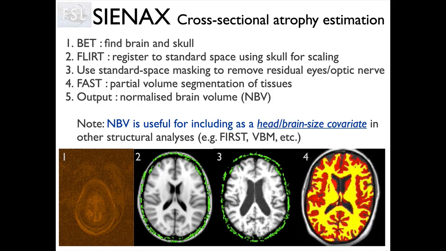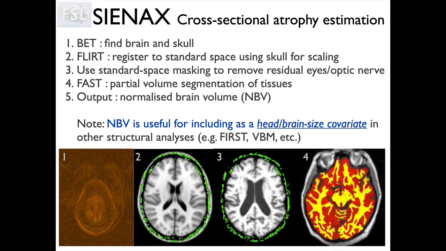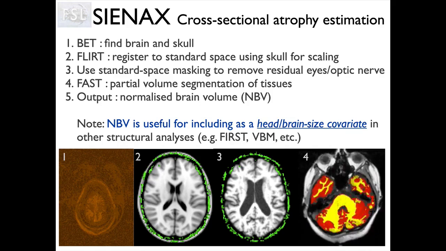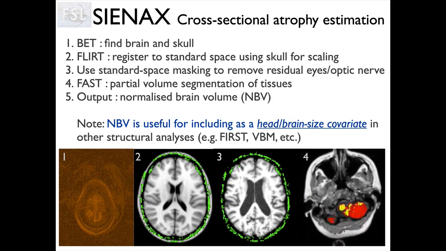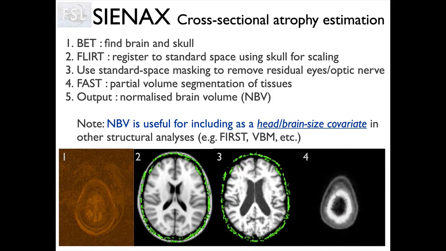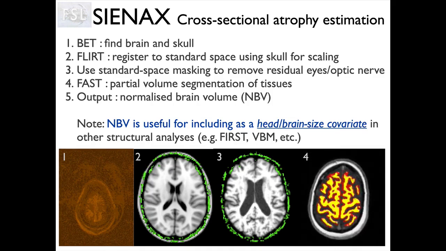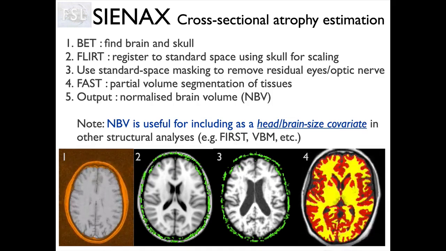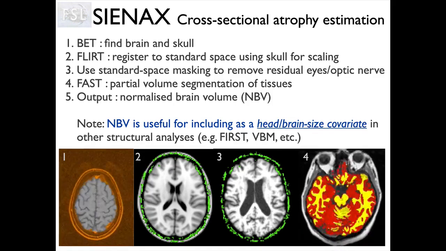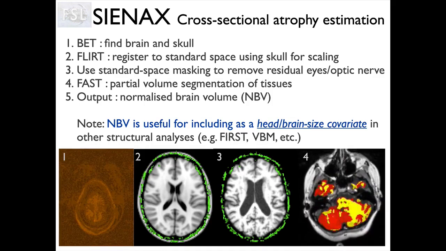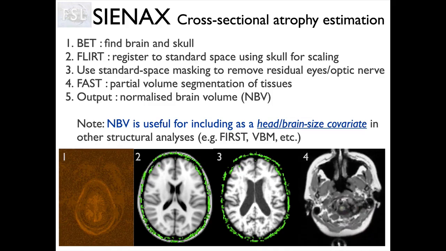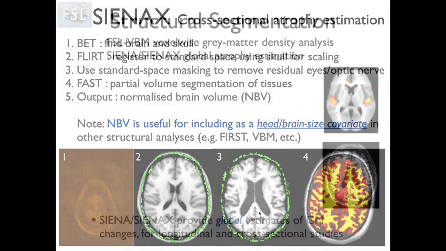And that actual estimate of the normalized brain volume can be quite useful. And actually the scaling that we use to get to there is a very useful covariate that we often use in other structural analyses. And so this normalized brain volume on its own is actually quite a useful thing. And sometimes SIENAX is run just in order to get that.